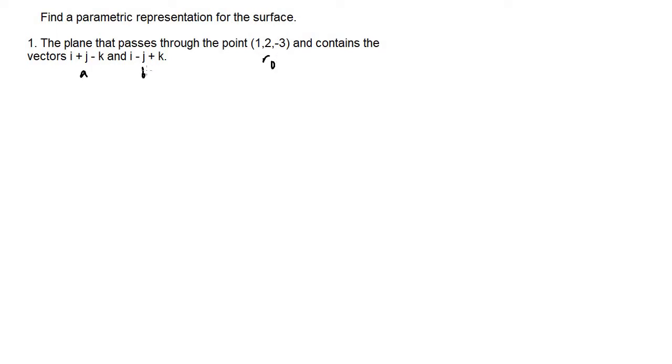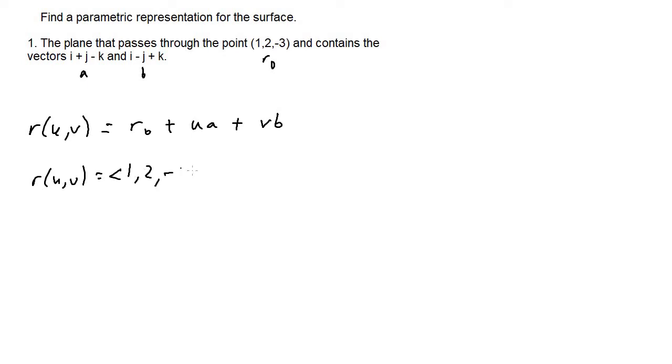and the two vectors, let's go ahead and call them a and b. Once again, the formula is r in terms of u and v, so the vector function in terms of both variables u and v is going to be equal to r sub naught plus u times one of the vectors a, and then plus v times another vector b. So plugging everything into the formula, we have r of u and v equals r sub naught. In component form, it's just going to be (1, 2, -3), plus u times the vector a.